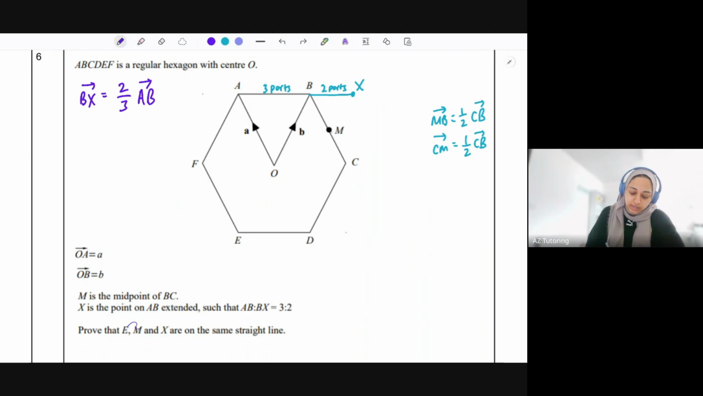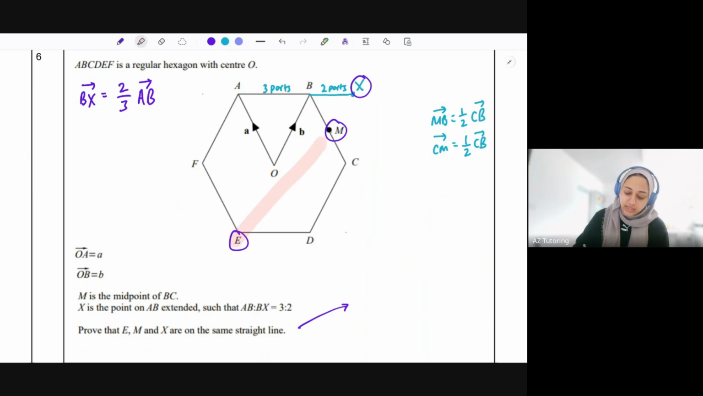Okay, it's saying prove that E, M, and X are on the same straight line. So here's E, here's M, and there's X. We're proving that they're all on the same straight line. Now, to prove that, there are 2 vectors I need to find, and the vectors always have to start at the same point. So I'm going to find vector E to M.